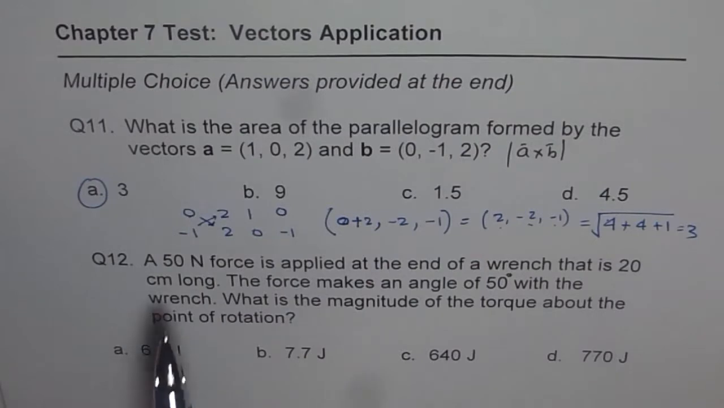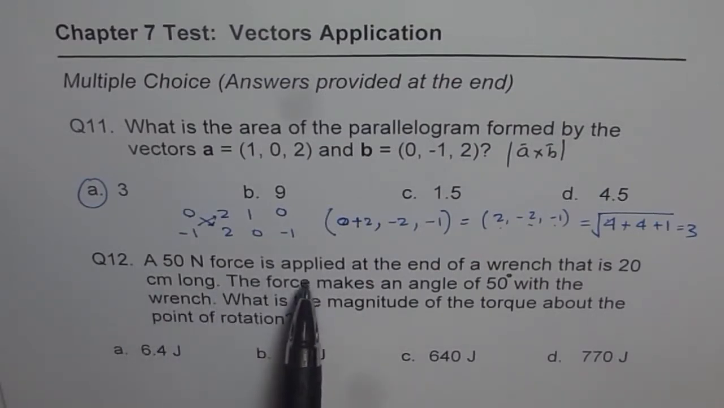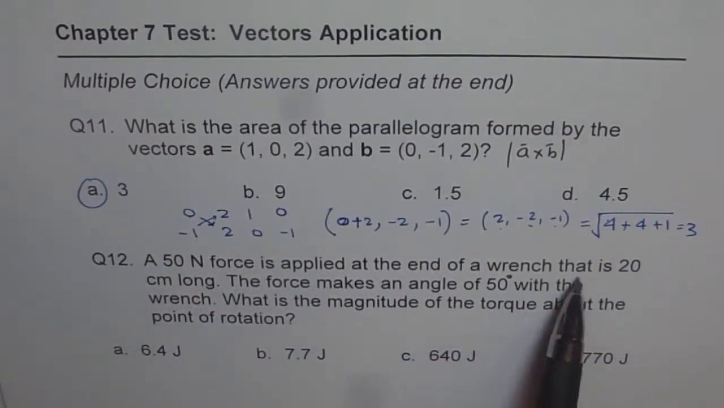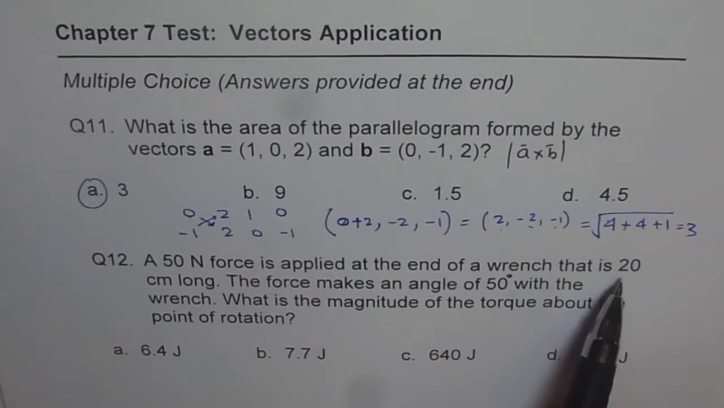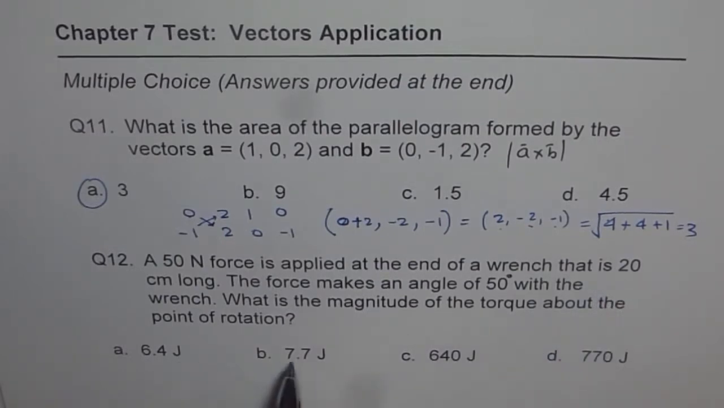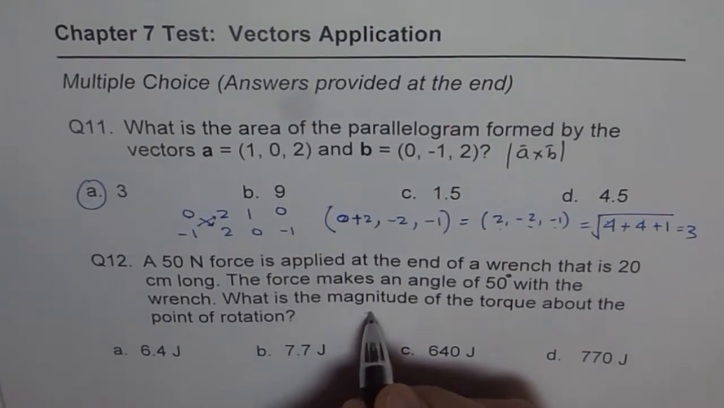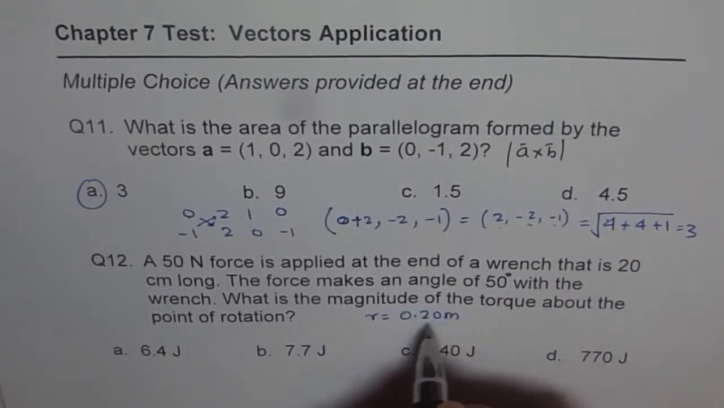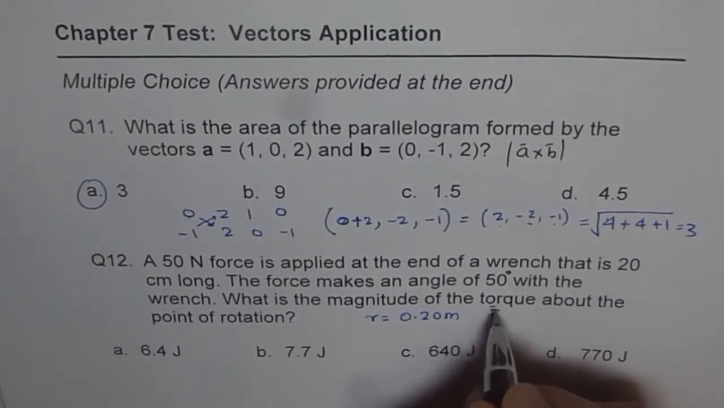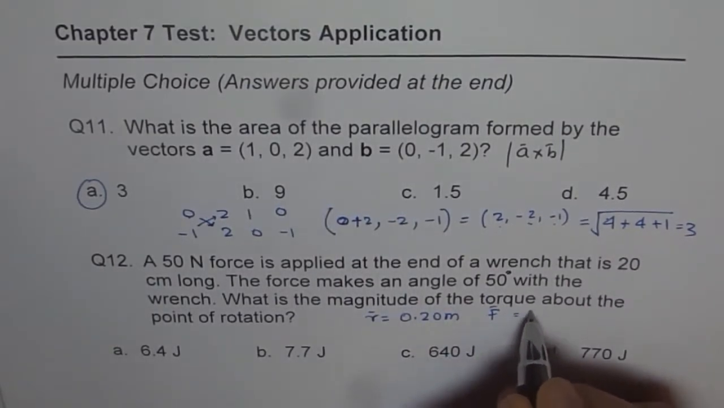Question 12 is: a 50 Newton force is applied at the end of a wrench that is 20 centimeters long. The thing here is 20 centimeters long, so it should be converted to meters, and that is why you'll find the answers in this fashion. So we have R, which is actually 0.20 meters. That is critical here, and we are given a force which is 50 newtons.